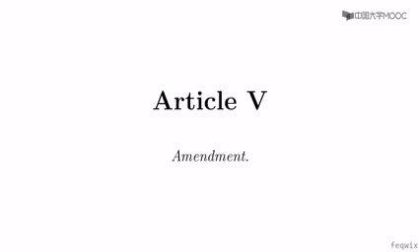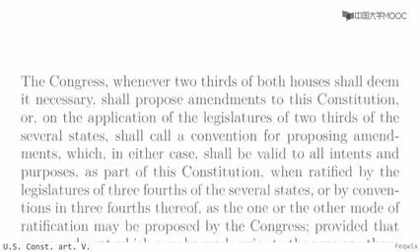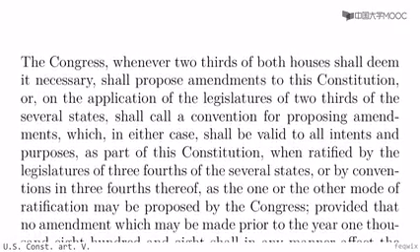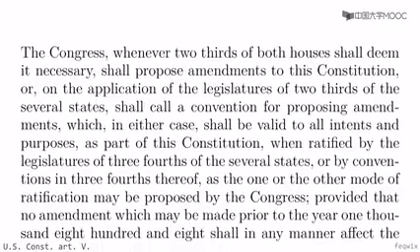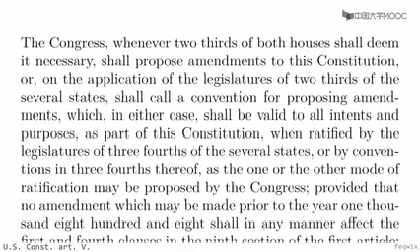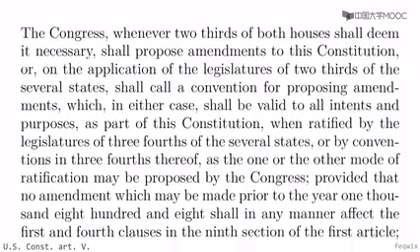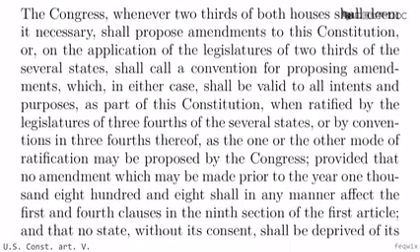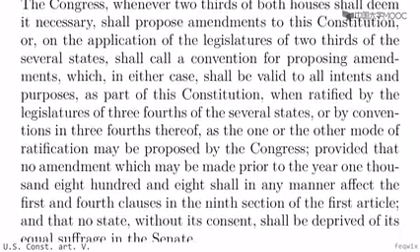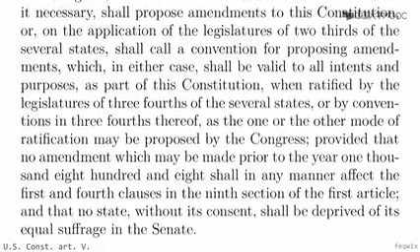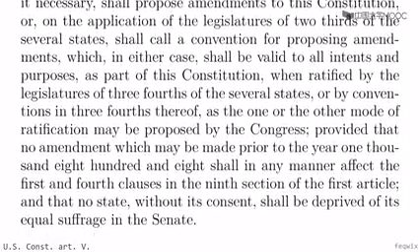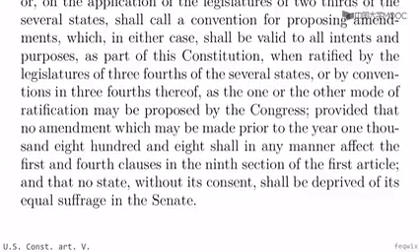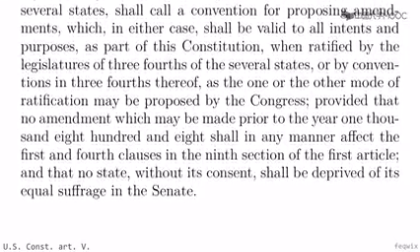Article 5. The Congress, whenever 2/3 of both houses shall deem it necessary, shall propose amendments to this Constitution, or, on the application of the legislatures of 2/3 of the several states, shall call a convention for proposing amendments, which in either case shall be valid to all intents and purposes, as part of this Constitution, when ratified by the legislatures of 3/4 of the several states, or by conventions in 3/4 thereof, as the one or the other mode of ratification may be proposed by the Congress.